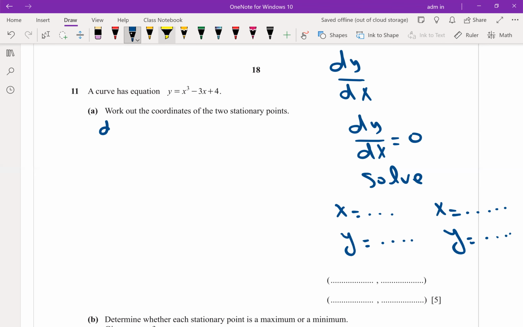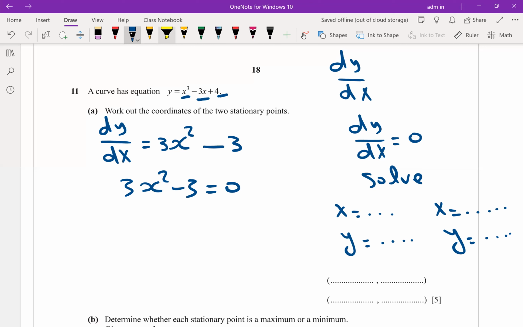Let's start now. dy by dx equals, drop the power, 3x squared, minus, how to differentiate 3x? It will be 3. Differentiation of 4, 0. Step number 1 clear. Step number 2, 3x squared minus 3 equals 0.